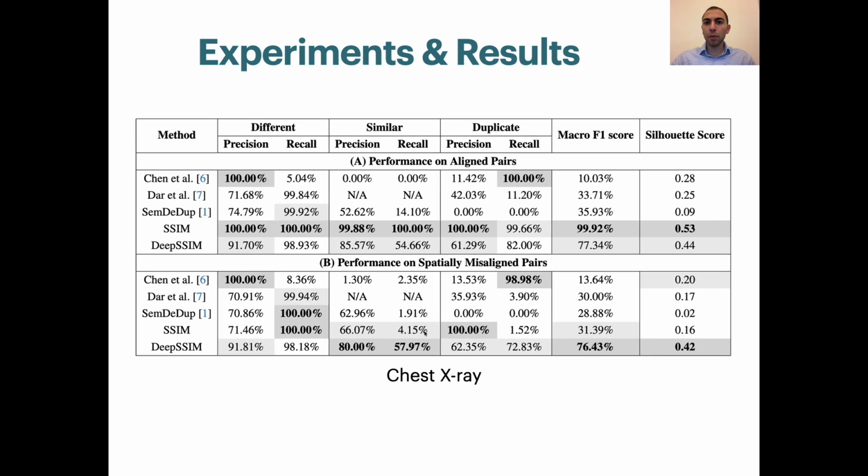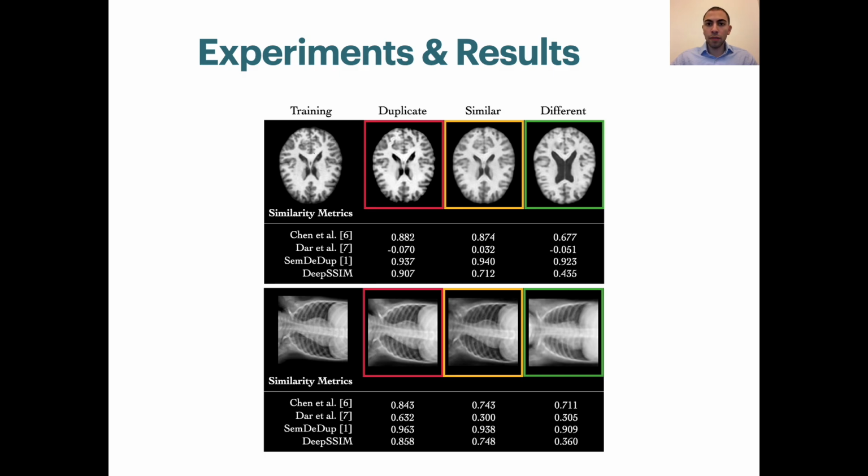Even though our main experiments are on brain MRI data, we further tested generalization on chest X-ray images, which represent a different modality and anatomical region. Deep SSIM shows consistent performance, confirming that it is not limited to brain MRI. Here we show qualitative examples for both brain MRI and chest X-ray. You can see one real image and synthetic samples classified as duplicate, similar, and different, together with the similarity scores produced by each method. These examples clearly match the quantitative results and highlight how Deep SSIM separates the classes more effectively than the other approaches.